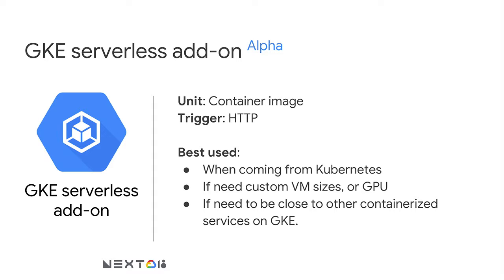So you'd take it when you already have a GKE cluster and you want to stay in it. You would pick that when you have some special needs for resources that App Engine or Cloud Functions do not give you, for example, custom VM sizes, or you want to access GPUs. Or you will pick that when you want to be close to another workload that is already in GKE. So let's assume you have an Elasticsearch service running on GKE. If you want your serverless workloads to be close to it, then this would be a good fit. The GKE serverless add-on is currently in alpha, but all of what we are going to talk about later applies to it too.